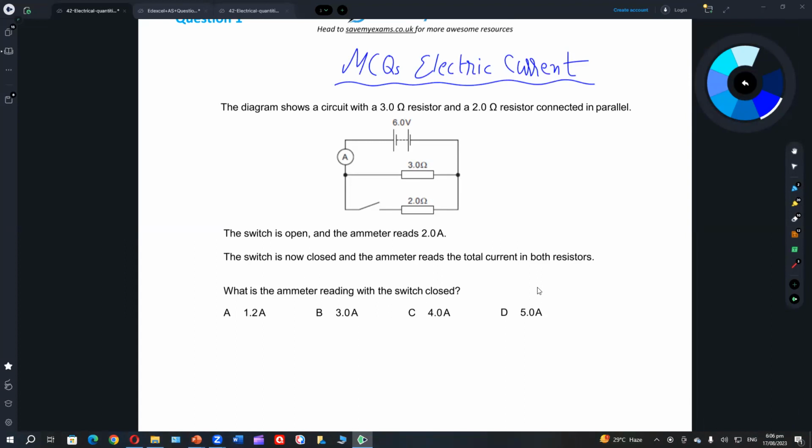MCQs on current of electricity. I'm putting the first question. The diagram shows a circuit with a 3 ohm resistor and a 2 ohm resistor connected in parallel. The switch is open and the ammeter reads 2 ampere. The switch is now closed.